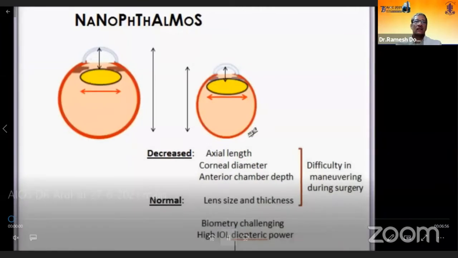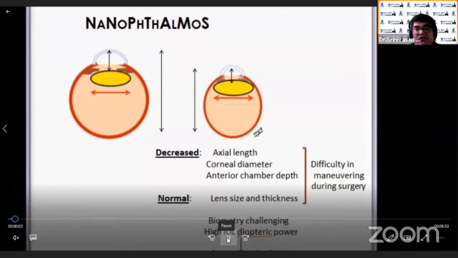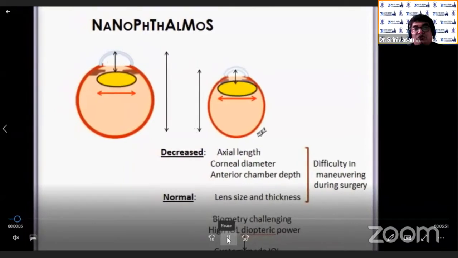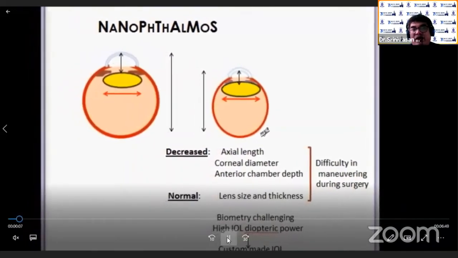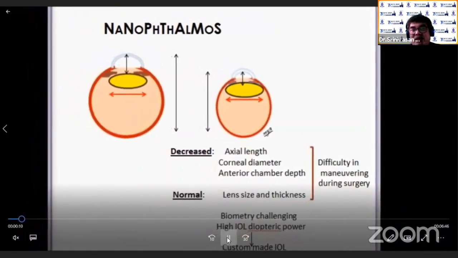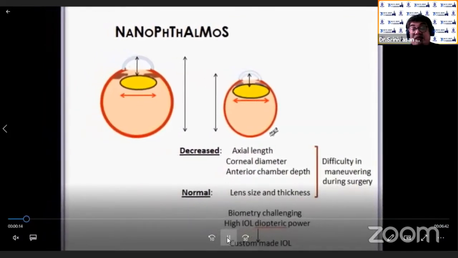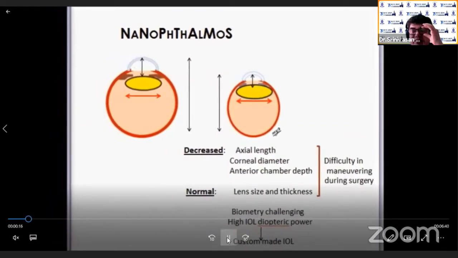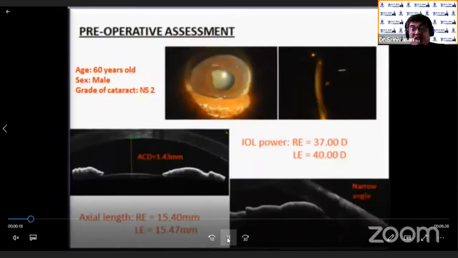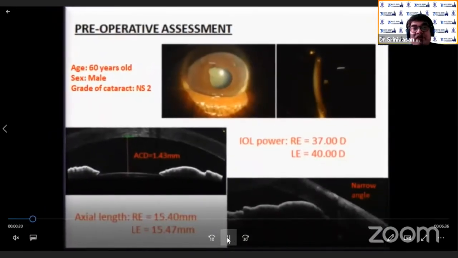Thank you, sir. I would like to thank Murali Arga sir and M&A Hospital for this wonderful video. As you see, the axial length and corneal diameter are less, and the anterior chamber is shallow. It's very difficult to maneuver during surgery. Even though the lens size and thickness are normal, it's going to be a very difficult surgery. Calculating the IOL power is also a difficult challenge.